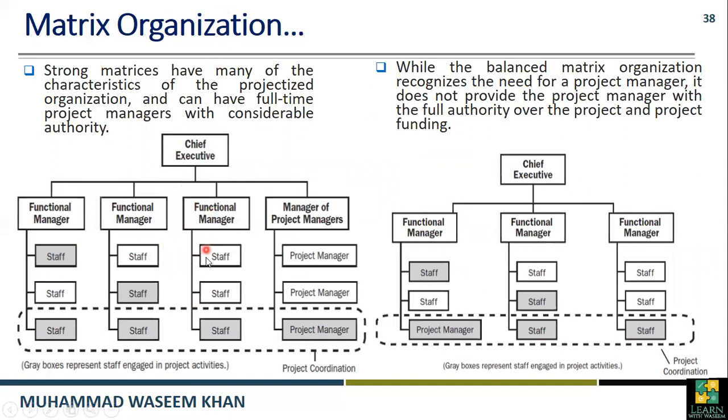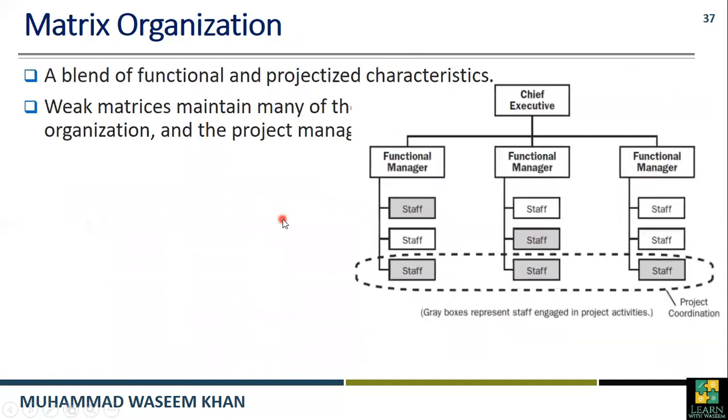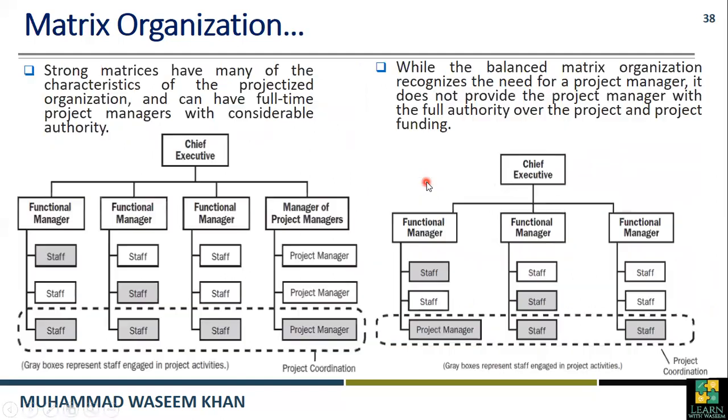Sorry, this one is the strong matrix organization. In weak, we have only the functional manager, and that functional manager is controlling the functions as well as the projects. The gray boxes are related to the project activities. So functional managers have to perform two jobs. But in strong matrices, they have many of the characteristics of the projectized organization and can have full-time project managers.